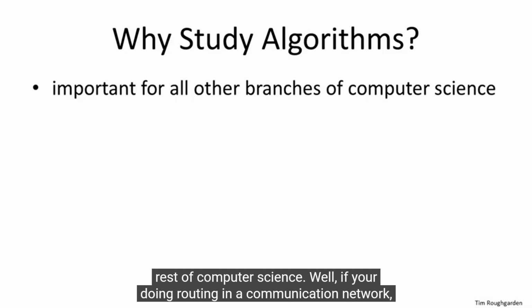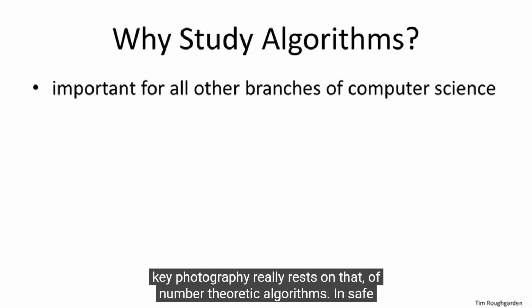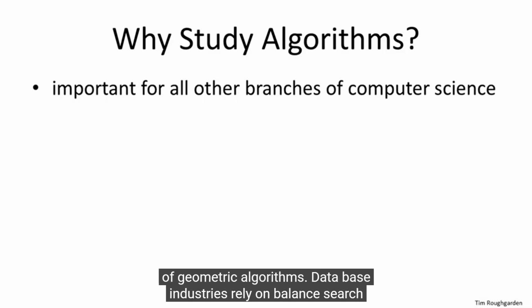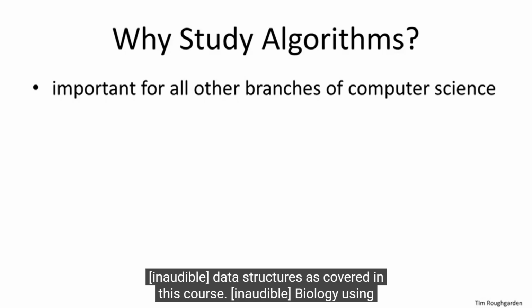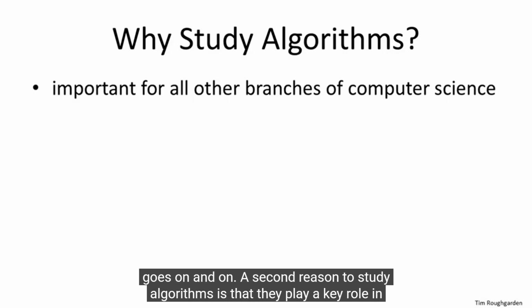Well, if you're doing routing in a communication network, that piggybacks on classical shortest path algorithms. The effectiveness of public key cryptography really rests on that of number theoretic algorithms. In, say, computer graphics, you need the computational primitives that are supplied by the study of geometric algorithms. Database indices rely on balanced search tree data structures, as covered in this course. And computational biology uses dynamic programming algorithms to measure the similarity among genomes. And the list goes on and on.